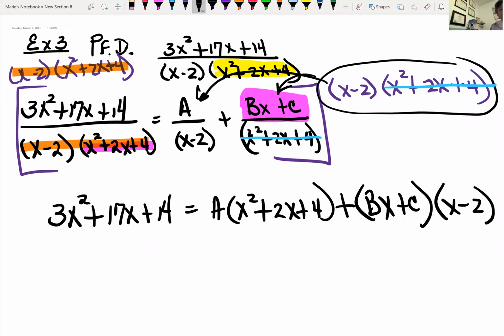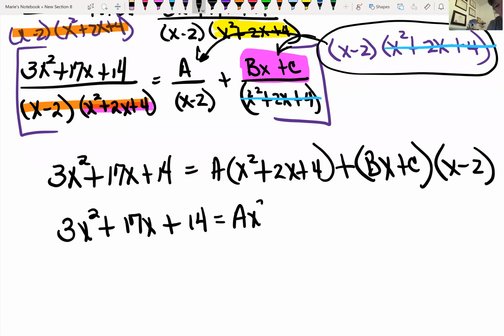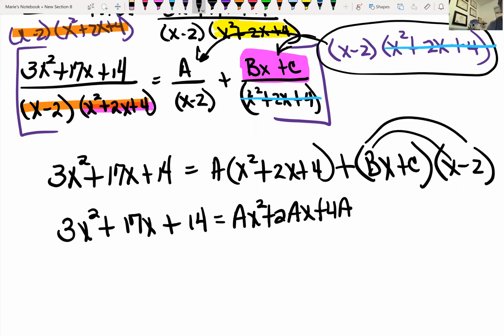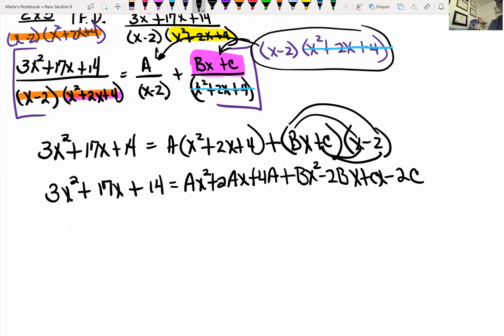All right, and so if you distribute the a and you FOIL the bx plus c times x minus 2, then we would be able to solve for the x squared term, the x term, and the constant. All right, and so the next step is re-expressing. So if I have 3x squared, here's my x term, 17x, here's my constant, plus 14. This is equal to ax squared plus 2ax plus 4a. And now on this part, if you don't feel comfortable foiling, since you don't have numbers, you can just distribute. So you'll have plus bx squared minus 2bx plus cx, and then minus 2c. So basically that's those last two terms.